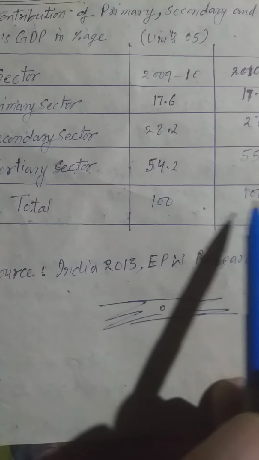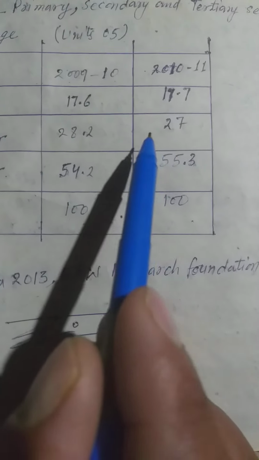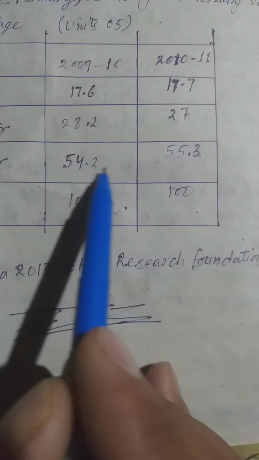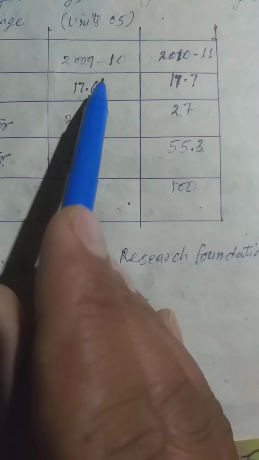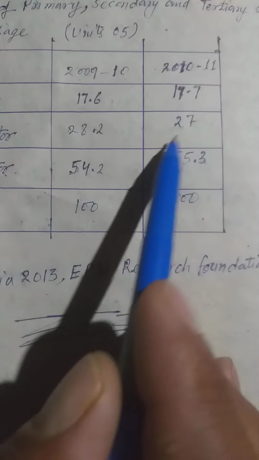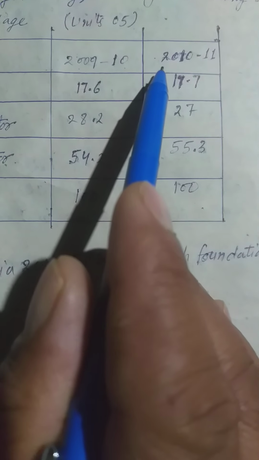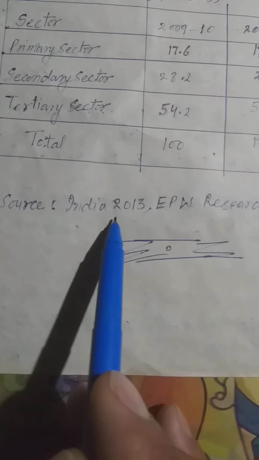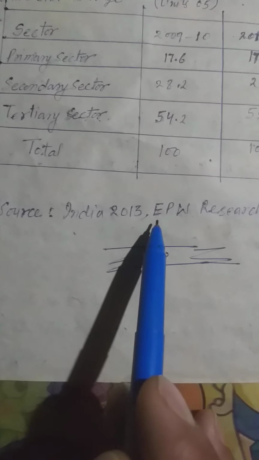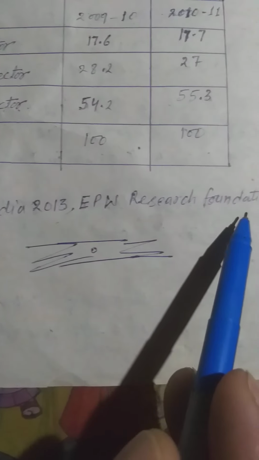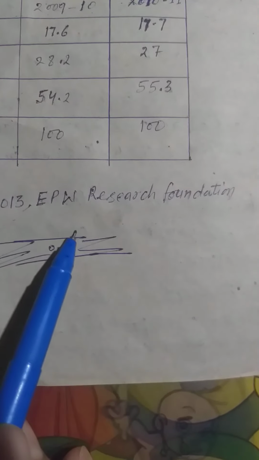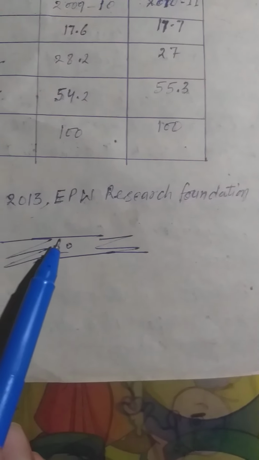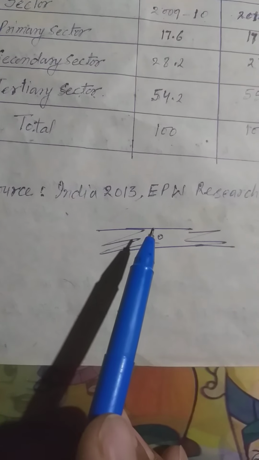And this is the total of all the cells in 2009-10 and this is the total of all the cells in 2010-11. This is the source of the data. India, 2013, EPW Research Foundation. I hope the tabular presentation of data is clear.